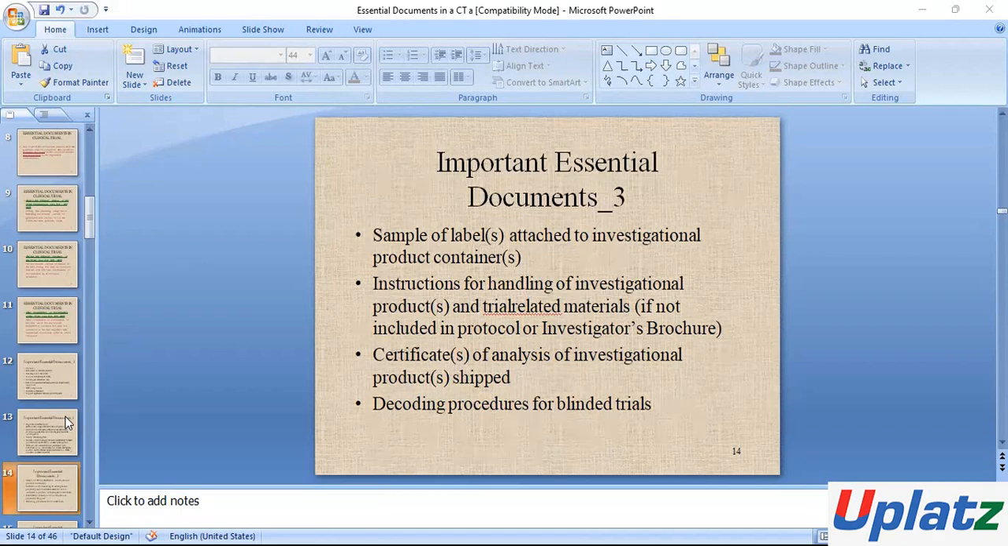Next is instructions for handling of investigational product or trial related material. So these instructions should be included in the protocol and also in the investigator's brochure. If not included, they must be provided separately to the investigators. So this will include storage conditions, handling procedure, disposal procedure, shipping procedure, emergency procedure, security procedure, etc. Okay. So this is very important for safety and integrity of investigational product as well as the safety of trial participant.